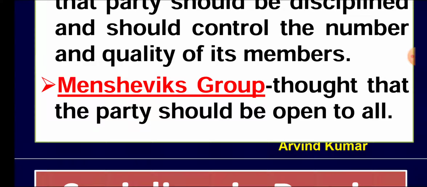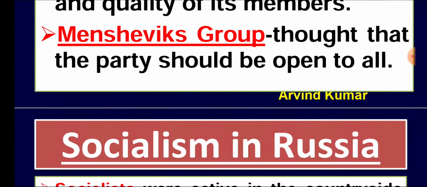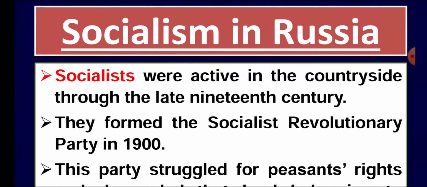The second group was the Menshevik group. They believed that the party should be open to all, and Kerensky was the leader of this Menshevik group. This Menshevik group played an important role in the Feb Revolution of Russia.